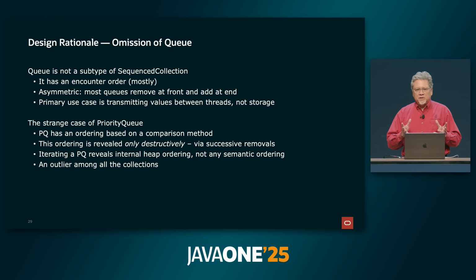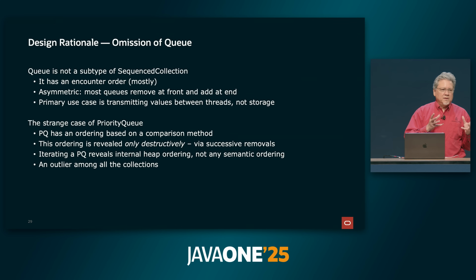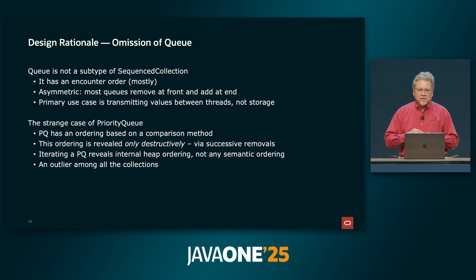You might remember on the class diagrams there was Queue way up in the corner, and that's not in the sequenced collection family. The reason is that Queue is a little bit of a weird bird. It's not really something that a class typically uses to maintain its own state. Rather, it's more for communication between different threads.